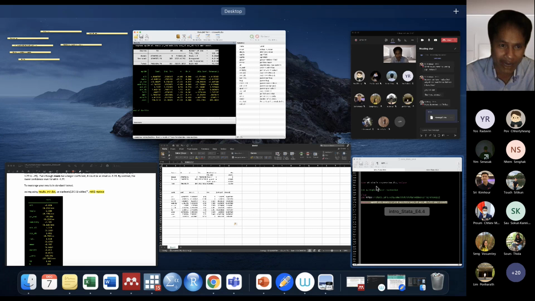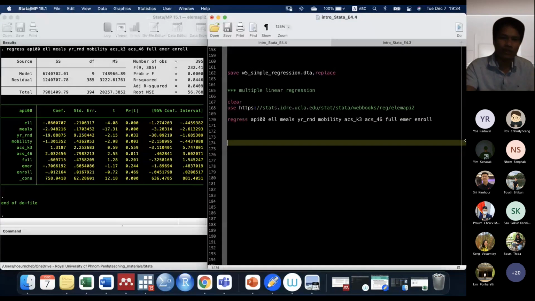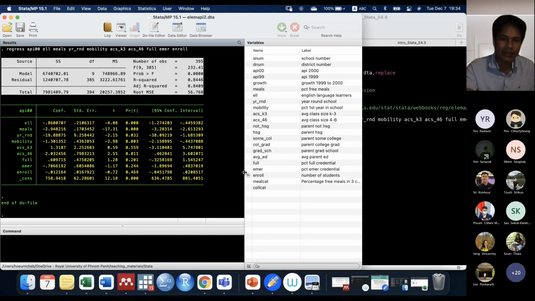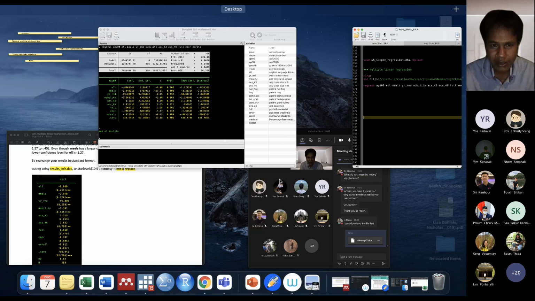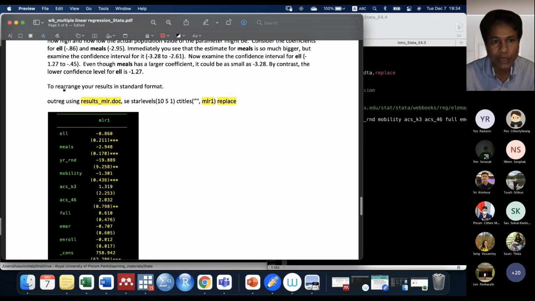However, this is not recommended because from the beginning I want you to use Stata, because Stata is more about programming, so you can save time. So normally in Stata, there is a command called outreg. If you get back to the file here, to rearrange your result in a standard format, we can use this, right? Let me copy this, sorry.